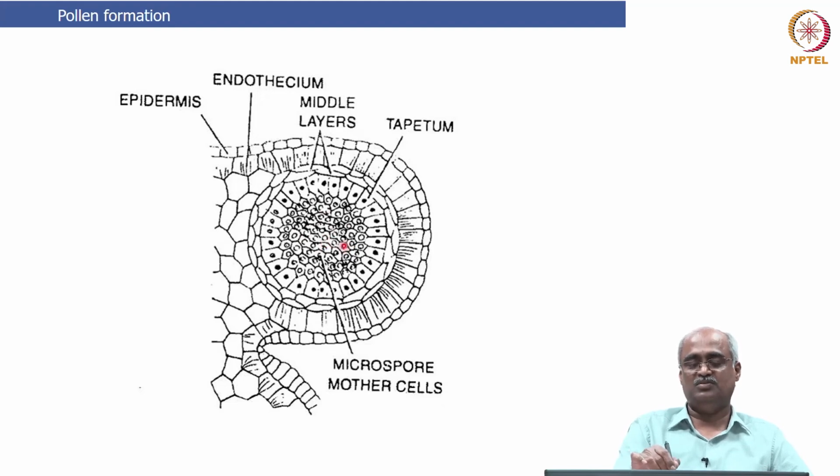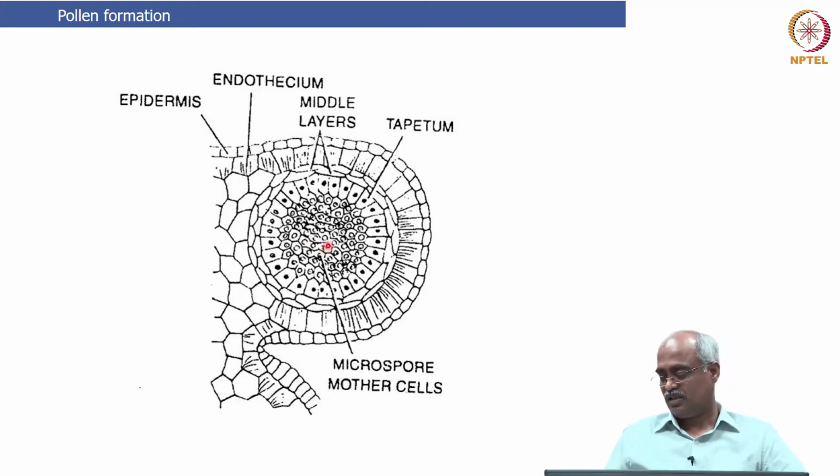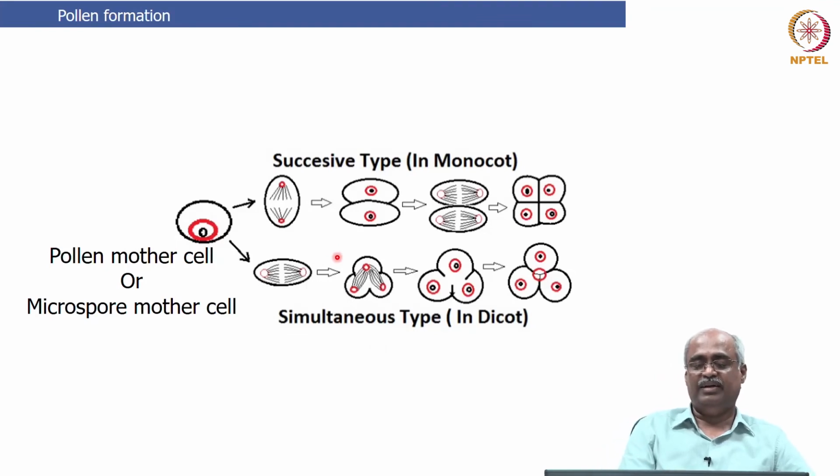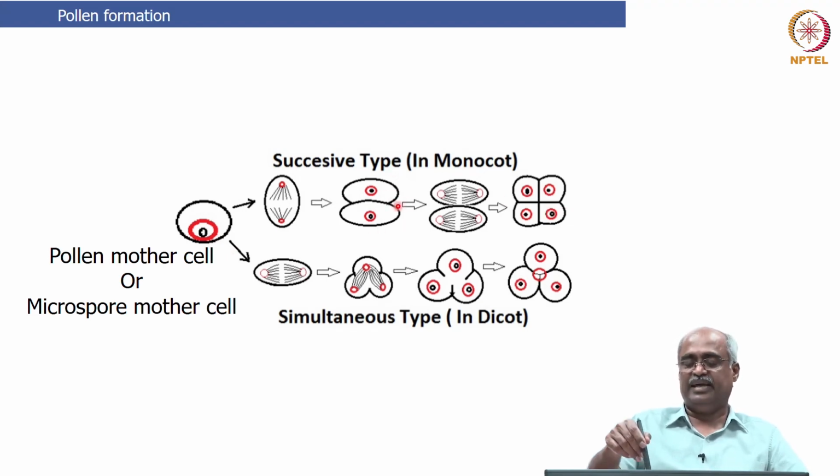So, these are our germ cell equivalent, and these are the microspore mother cells, and these microspore mother cells undergo division, and when they do that they could undergo 2 successive meioses. Okay. Meiosis 1 generates 2 cells, and then each cell individually undergoes cell division as shown here and forms 4. So, this is how it happens in monocot, the successive type.